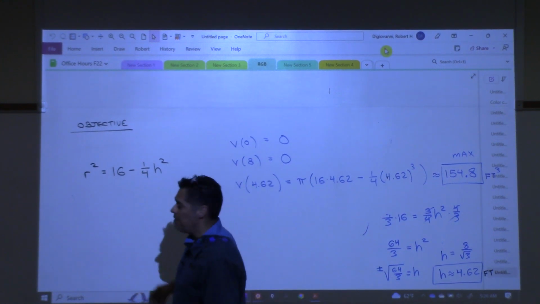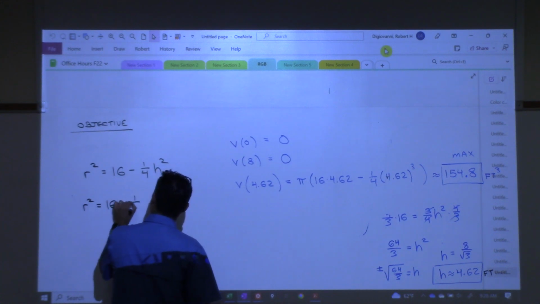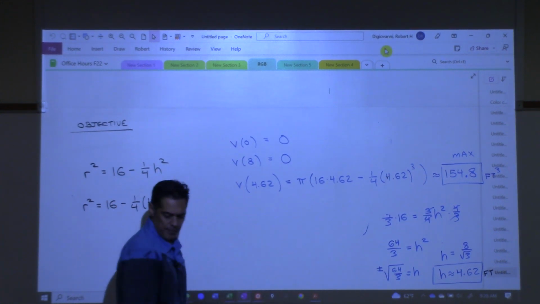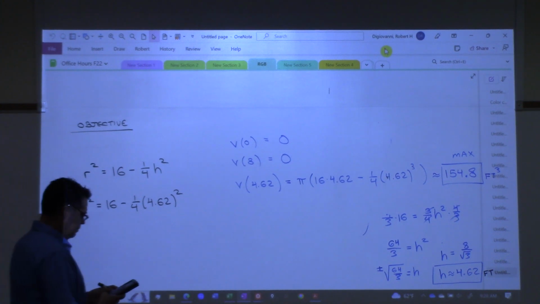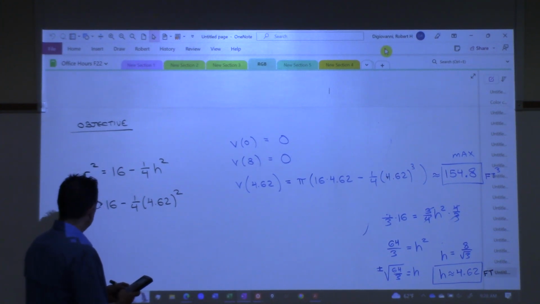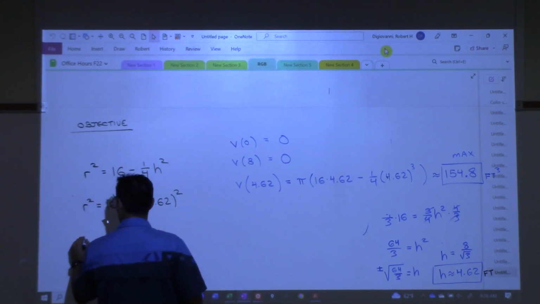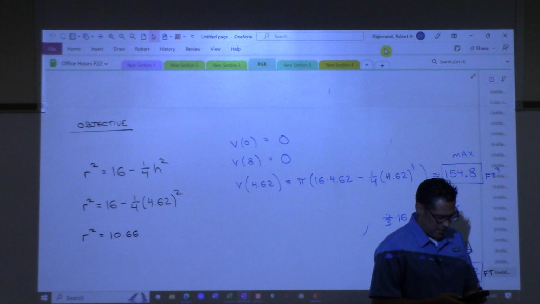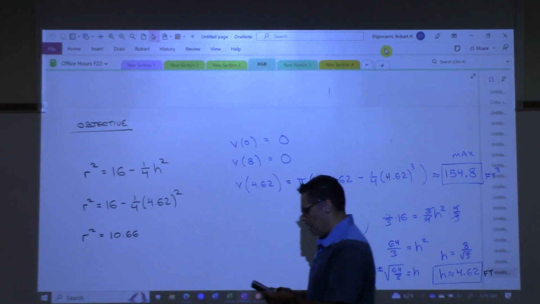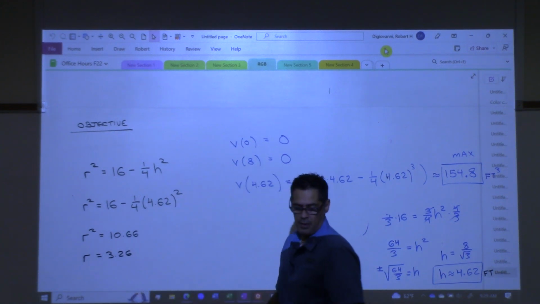And what I'm going to do here now is I'm going to take this and solve for r because I know what h is, right? So I can say r squared would be equal to 16 minus 1/4 times 4.62 squared. And I'm going to do that on my calculator. 16 minus 4.62 squared. Oh, square root, sorry. I hadn't taken the square root. I'm like, there's no way that radius can be that big. Okay, r squared is 10.66. Right, the radius can't be 10. All right, so square root of that, 3.26. There we go.